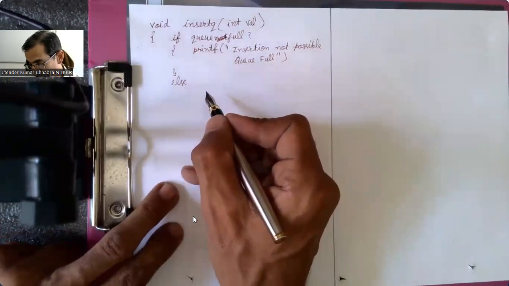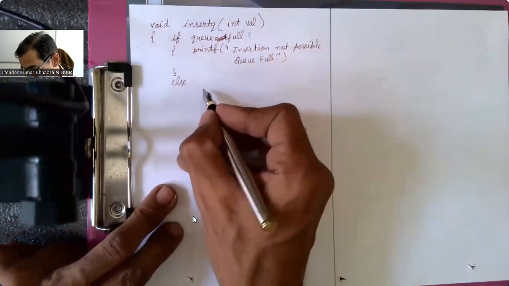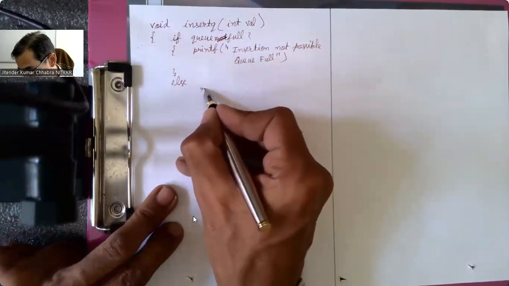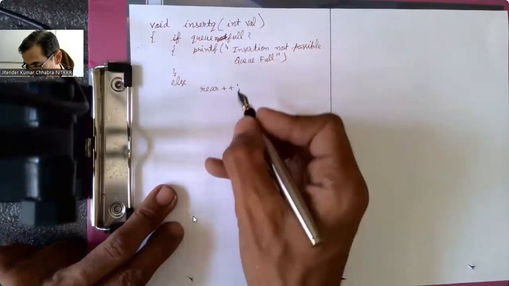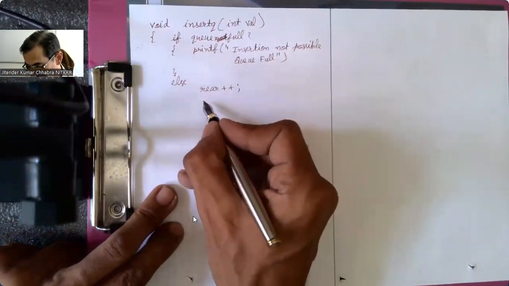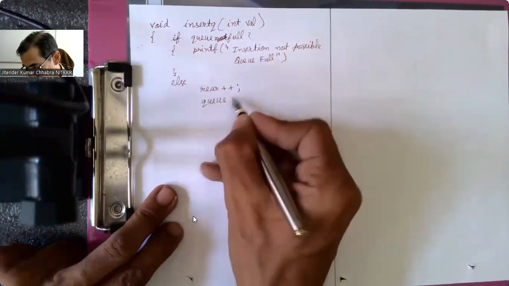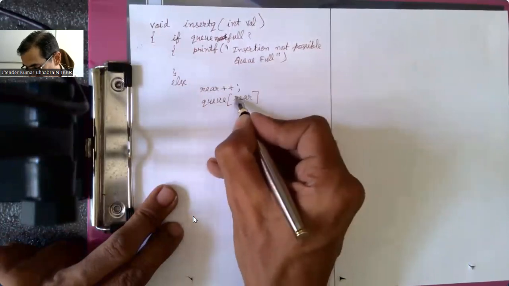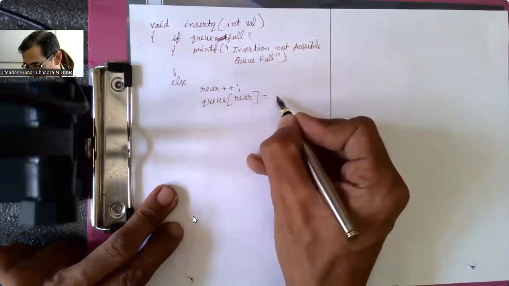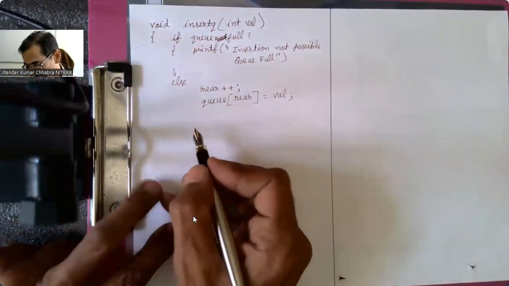Remember, initially rear points to -1. -1 is invalid, so that straight away tells that first rear is to be incremented and there is guaranteed space available. So rear will be incremented and then I should be able to store the data into the array. Array name is QUEUE. Rear is the index at which it will be stored and the value to be inserted was val. And that's it, done.